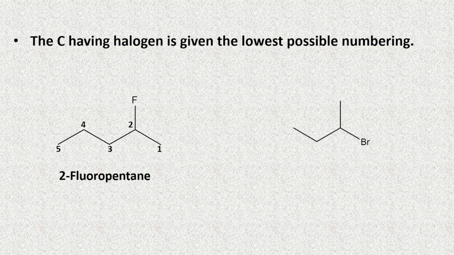Similarly, the lowest position of a substituent in the second compound is 2, and the longest carbon chain possesses 4 carbon atoms. So its IUPAC nomenclature is 2-bromobutane.